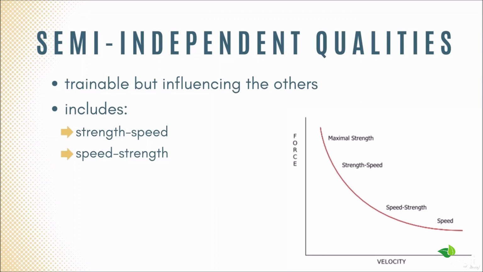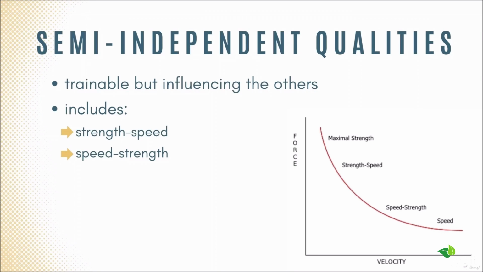Looking further into the force-velocity curve, we have the semi-independent qualities that are trainable by themselves, but they're influencing the other qualities as well. So the improvements that we get in training those semi-independent qualities are also based on the development of the other strength qualities. Now, the semi-independent strength qualities include speed, strength, and strength speed. And we'll get to each strength quality particularly in the next chapters.